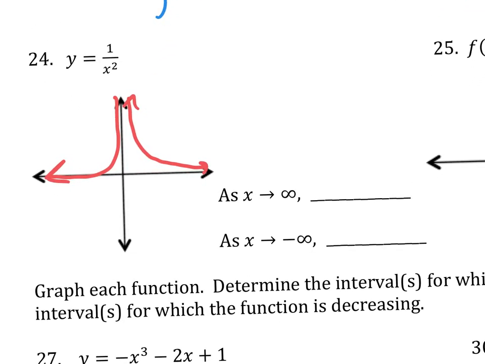Zero. Okay, Logan, you're saying if my x is going to infinity, all the way to the right, would you agree those y values look like they're approaching zero? Yeah. We've got a horizontal asymptote. They're never going to be zero. And that's what you're writing when you say my y values are approaching zero. So good.